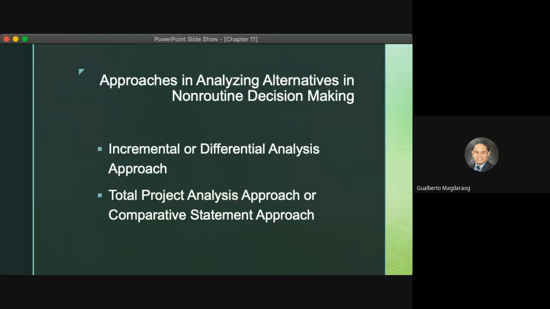Incremental and total project approach. Okay. So again, pwedeng ganon, total. We will compute for the total revenue, total expenses, and the net income. And then you compare what is the effect of accepting the new order in your net income. So later we will have an application of an incremental and a total project approach.